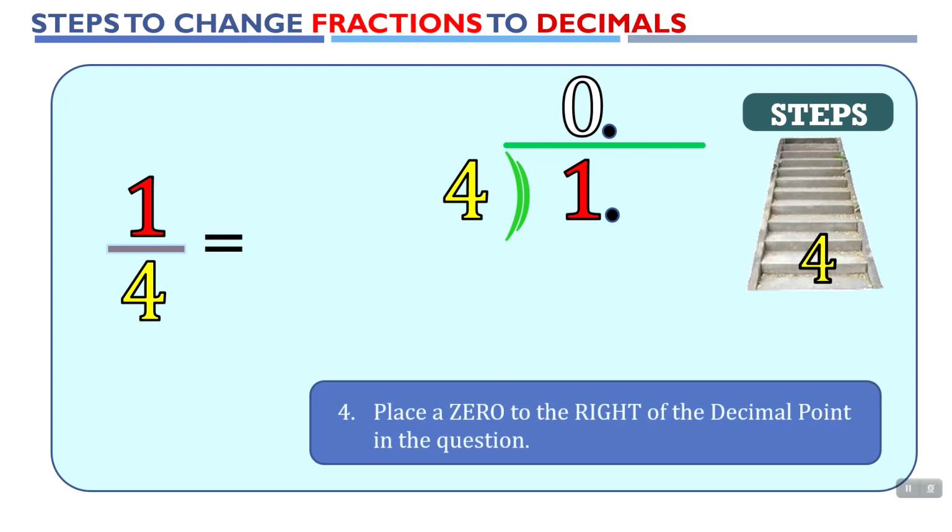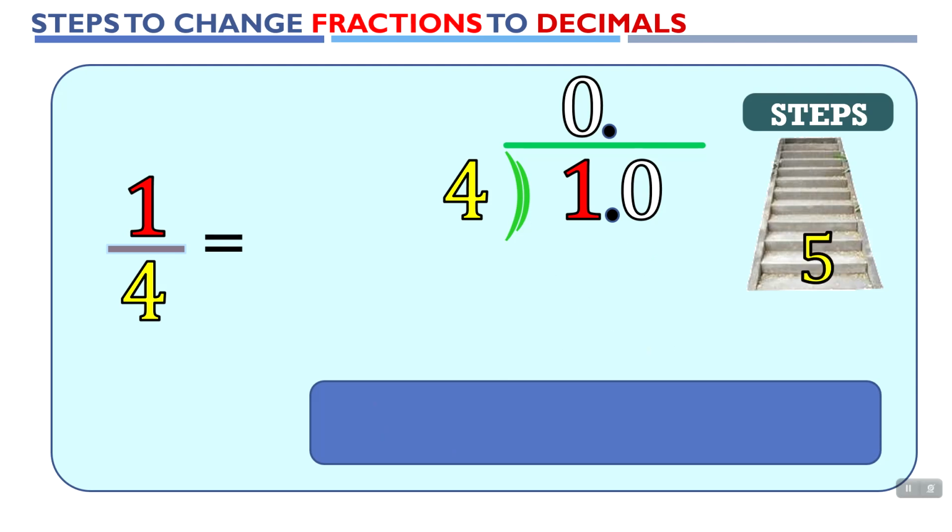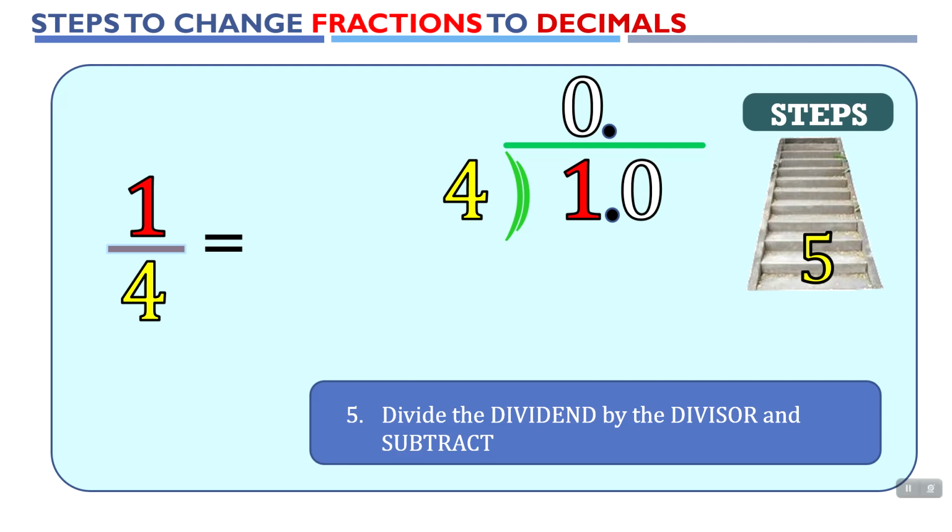Step 4. Place a 0 to the right of the decimal point in the question. So we will have 1.0. 1.0 almost looks like the number 10. Step 5. We divide the dividend by the divisor and subtract. 4 goes into 10 twice, and 2 times 4 is 8. And subtracting, we get 2.